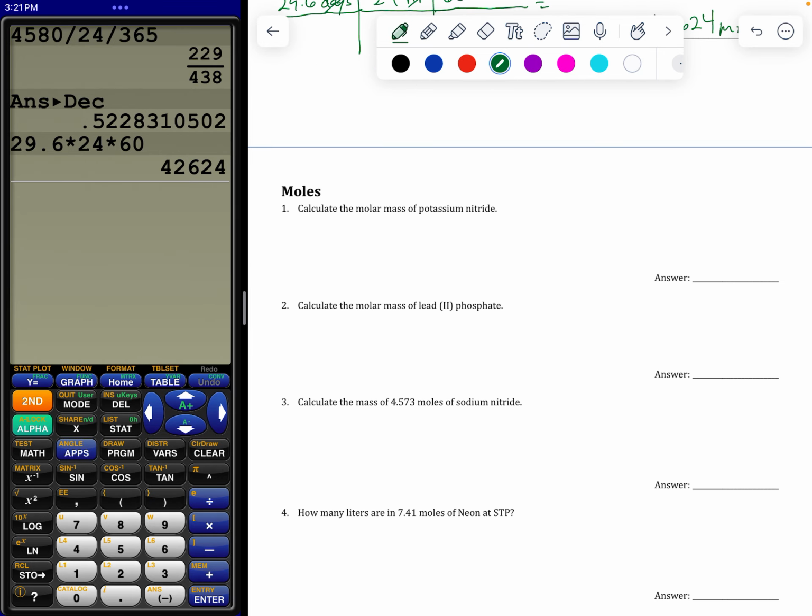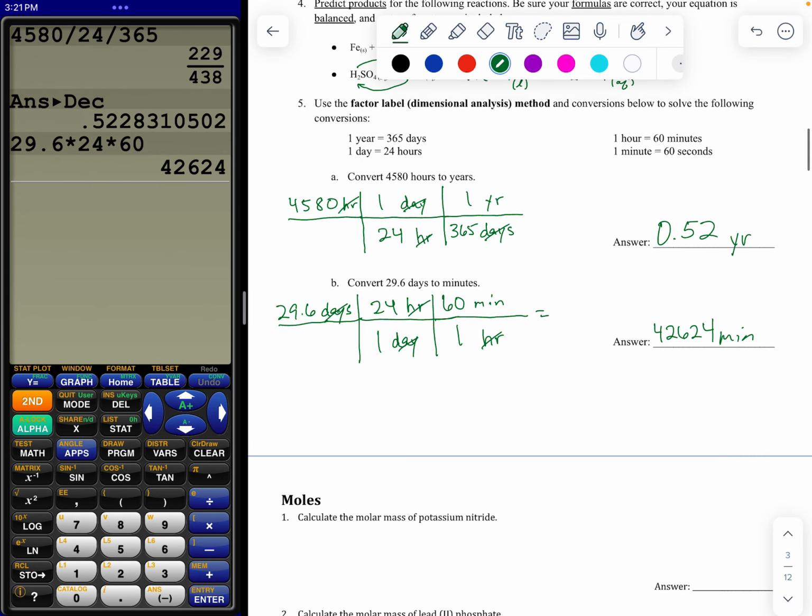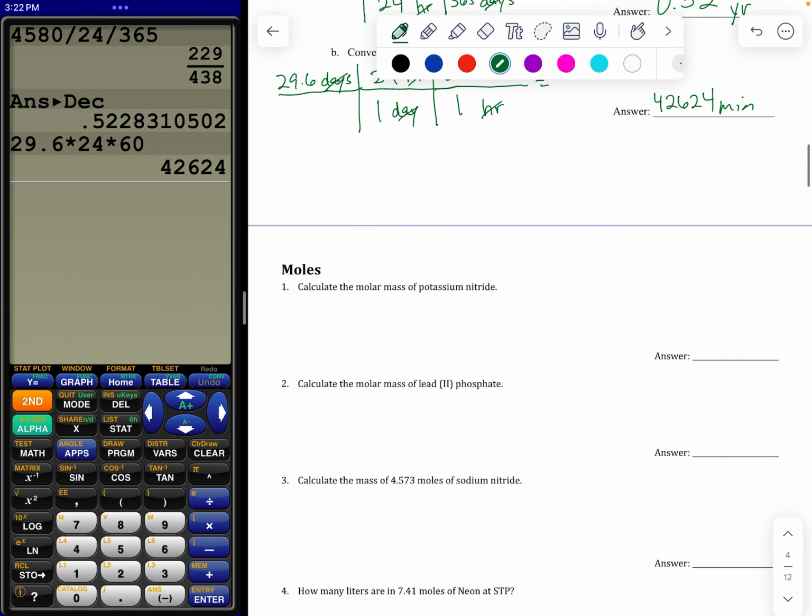So we use this idea of dimensional analysis when we go through stoichiometry or mole calculations such as this. Whenever you see molar mass, all we have to do is take the substance that we're given. In this case, it's potassium, and nitride means that it's nitrogen by itself. And those are the charges.